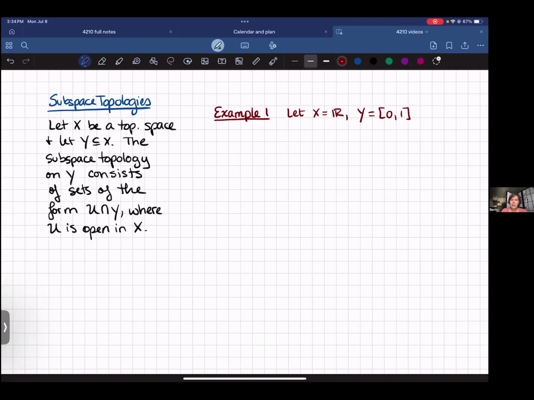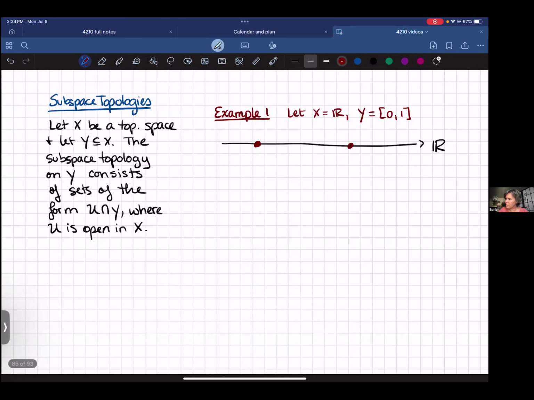All right, so for the first example, we're going to let X be the real numbers, and we'll let Y be the closed interval from 0 to 1. So this is my Y. And the basic open subsets on the reals in the standard topology are open intervals of the form A comma B. And I want to think about what happens when I take an open interval and intersect it with this Y.